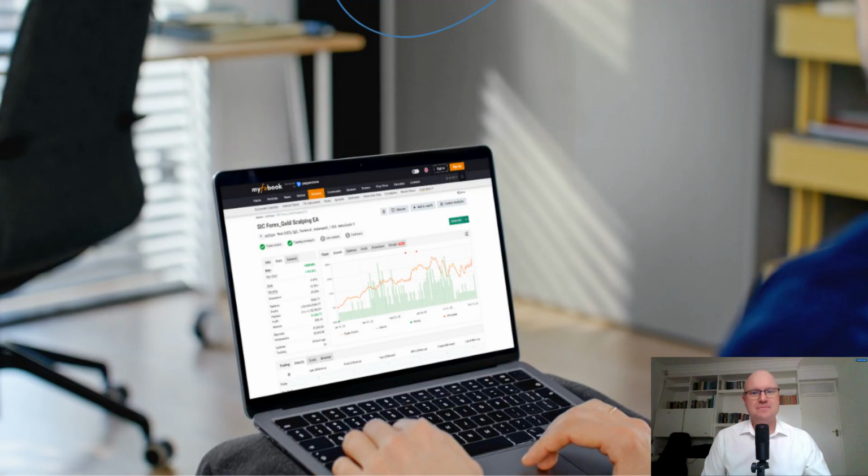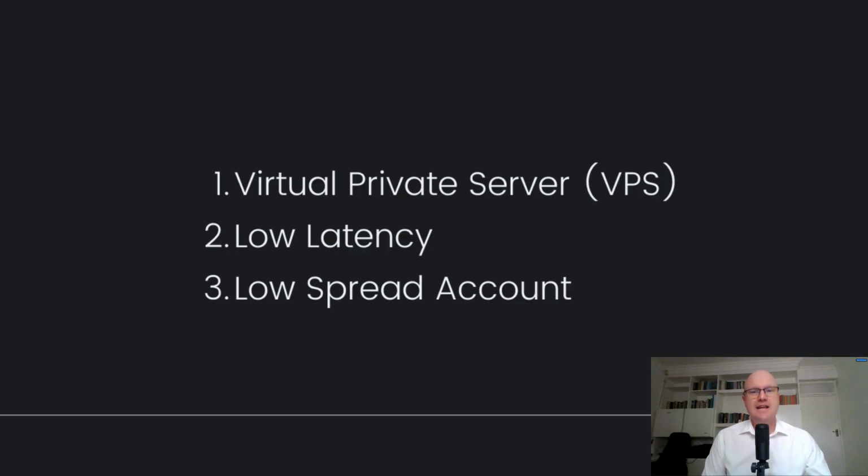Now when it comes to algo trading, to get the best results possible, you're going to need the right tools for the job. It's always recommended that you use a virtual private server or VPS with a low latency to your broker. On top of that, always make sure to have a low spread, as this indirectly impacts the amount of money you can make using the expert advisor.